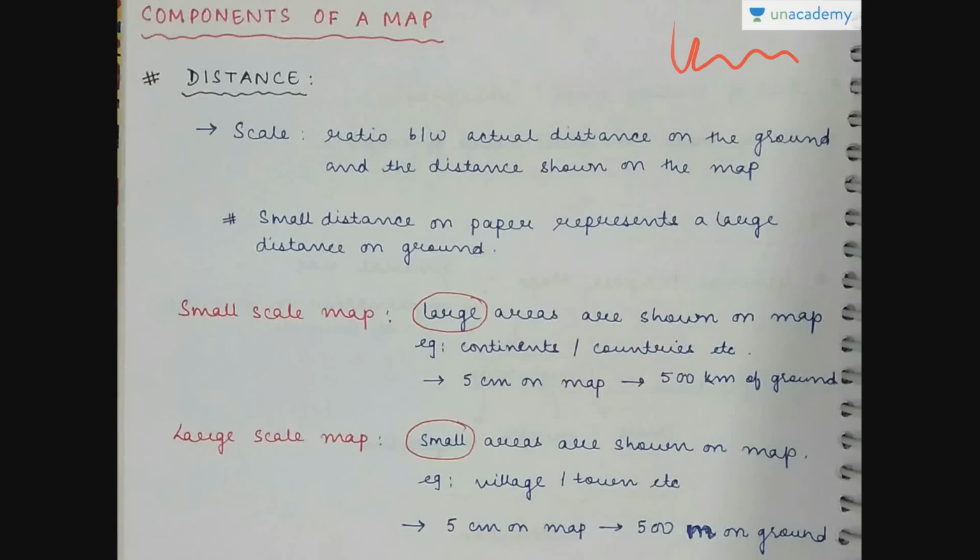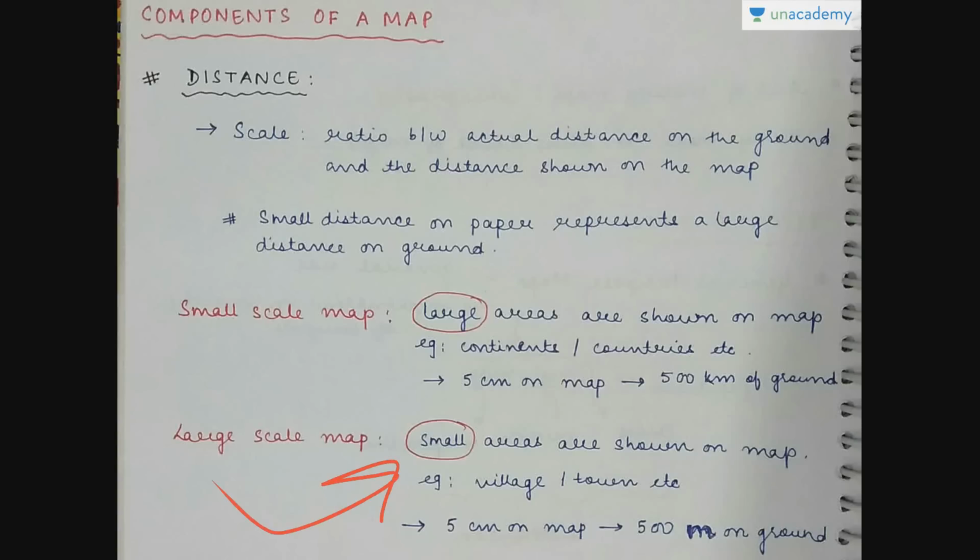Because a small distance on paper, when we just show a map, represents a large distance on the ground. Now there are two types of map based on scale, small scale map and large scale map. You have to remember it in a reverse order. The small scale map will show the large areas and the large scale map will show small areas.